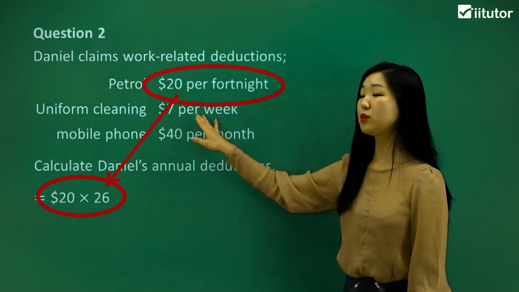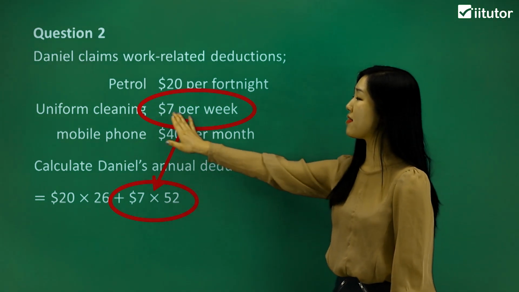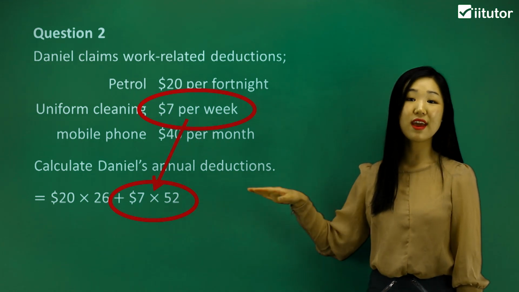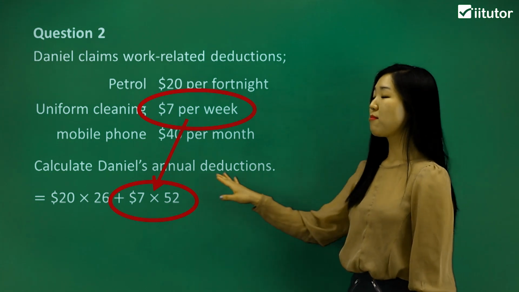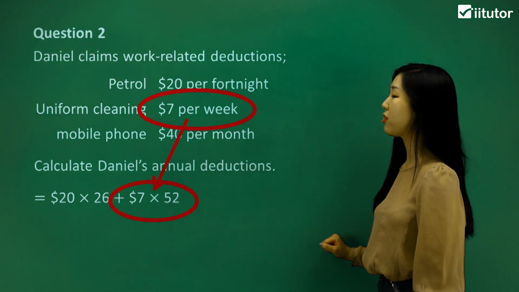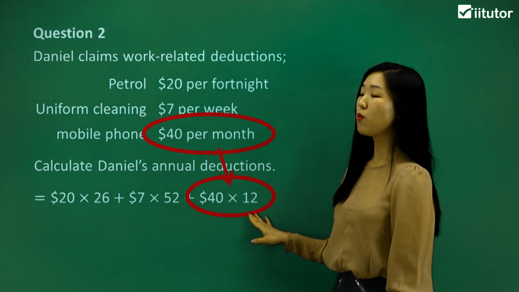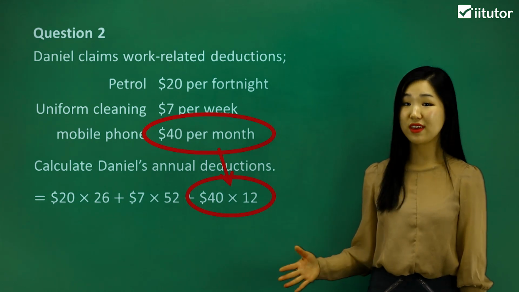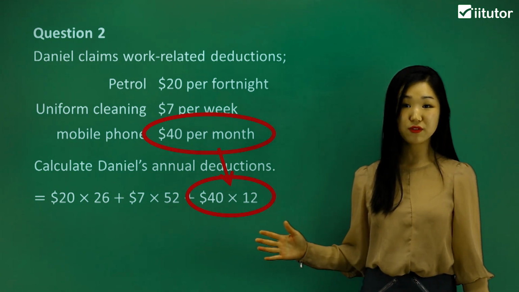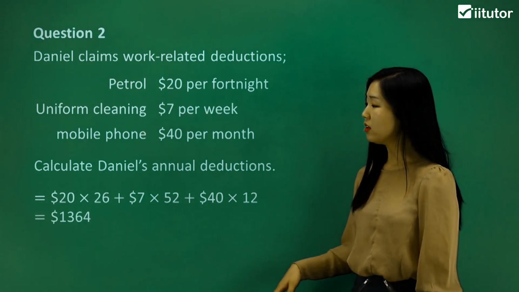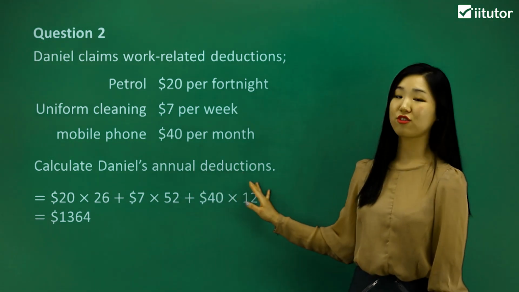Now let's move on to uniform cleaning. Uniform cleaning is $7 per week. How many weeks are there in a year? 52. So I simply multiplied that $7 per week by 52, again to get the annual amount we have to pay for uniform cleaning. Now the final one is mobile phone, which is $40 per month. How many months are there in a year, guys? 12. So 40 times 12 will get you the total mobile phone cost for the year. Calculate them, and then we have to add them all up to get the total deductions for the year. So be very careful. You should get a value of $1,364. That's Daniel's total annual deductions.